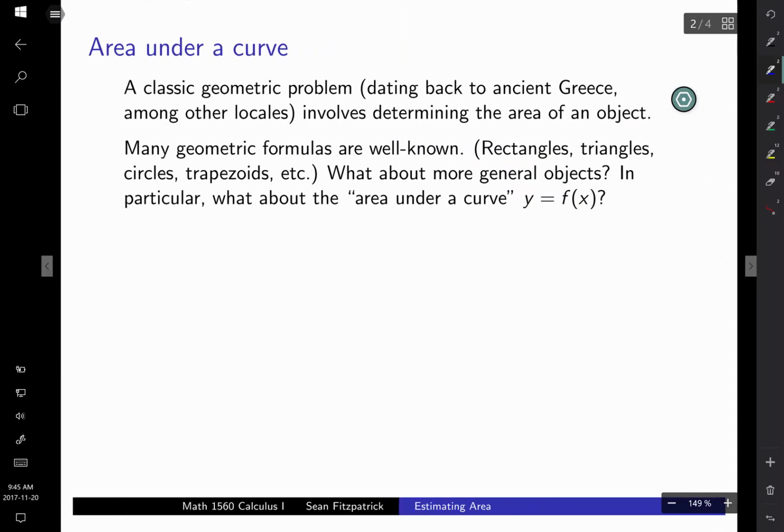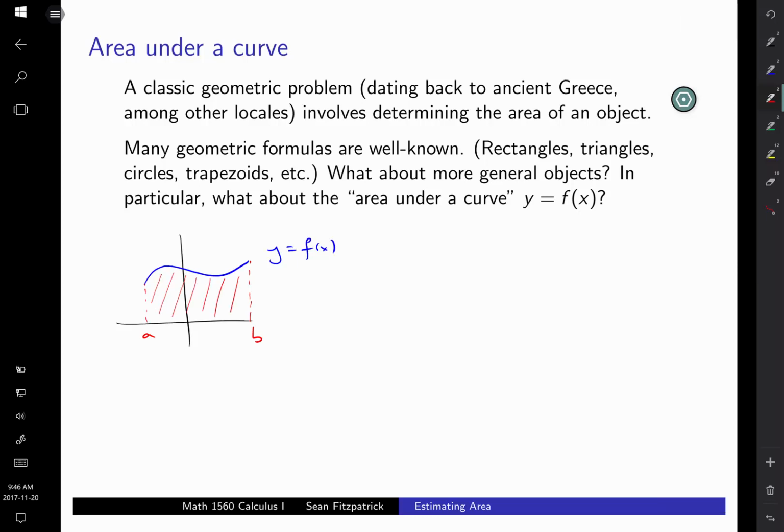So the problem that we're interested in is that somebody gives us the graph of a function, and for now, just to keep things simple, we'll assume that this is a graph where the y values are bigger than 0. We've got some bounds on the x values. So x goes from, say, a to b, and the area is defined as the area captured between the graph and the x-axis for x between a and b. And for most functions, we really don't have a good handle on how to calculate this area.